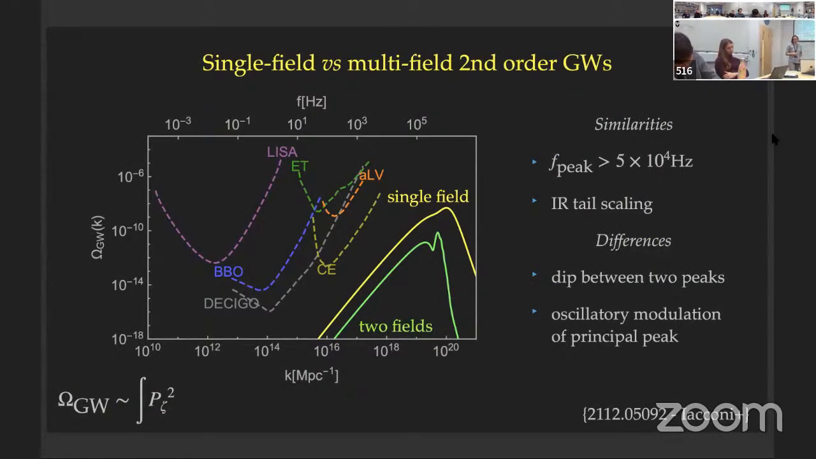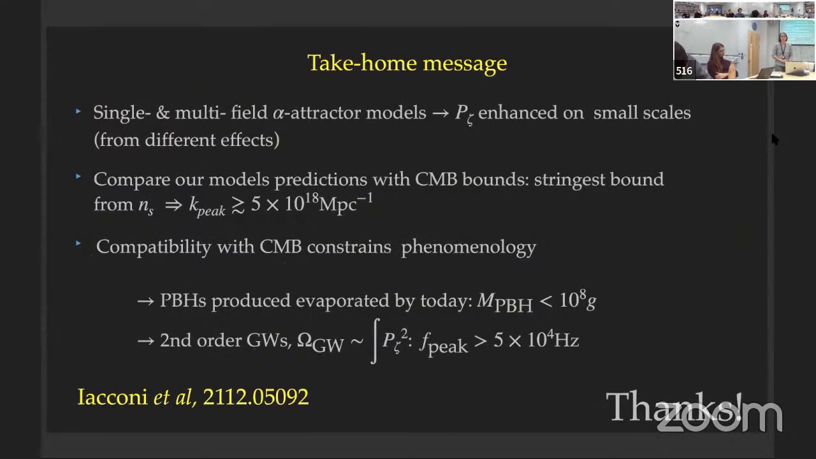Let's finally look at second order gravitational waves. They can be large because the scalar power spectrum is large, but because you do not want to spoil the CMB, the peak scale will be located at scales larger than 10 to the 18. Therefore, the second order gravitational waves will also peak at very, very small scales, which is beyond the reach of gravitational wave observatories. There are differences between the signal you would get from the single field or the multi-field model, and I'm happy to discuss that, but in the interest of time, we are ready to finish.